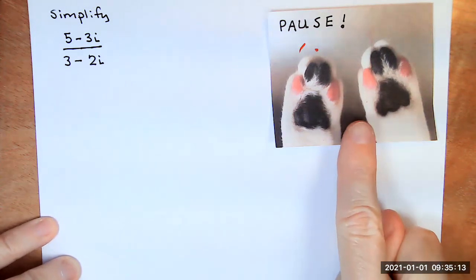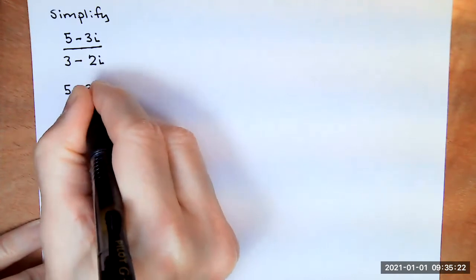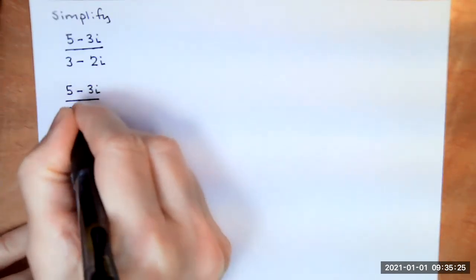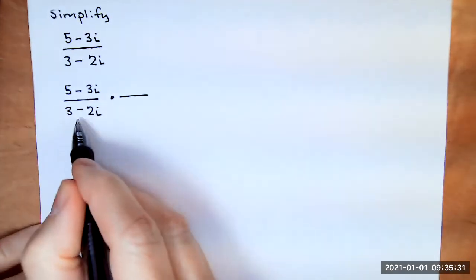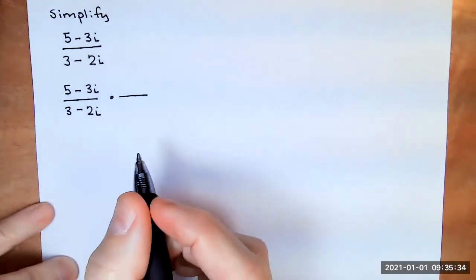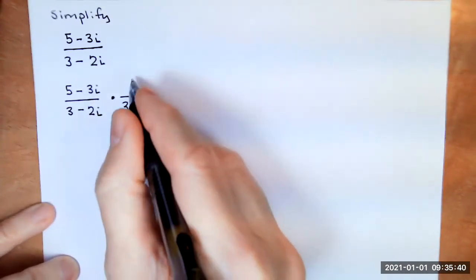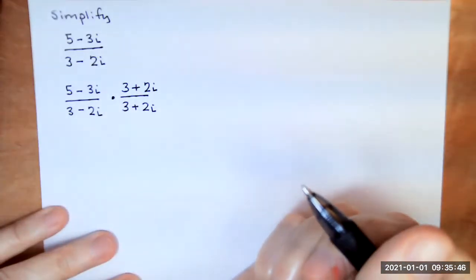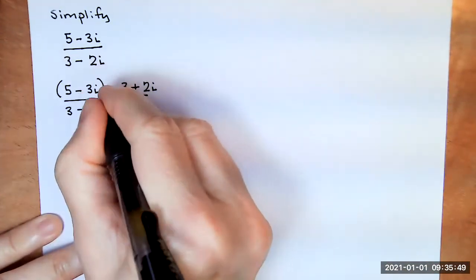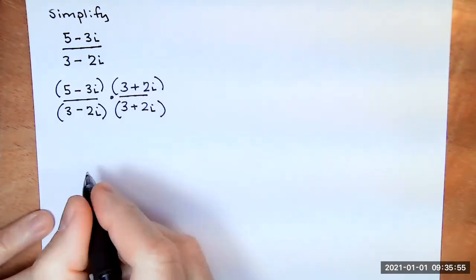All right, if I were you, I would hit pause and try this one on your own. So we have i in the denominator that we need to get rid of. So we're going to need to multiply by the complex conjugate of 3 minus 2i, which is 3 plus 2i. And in order to make this fraction equal to 1, make sure the numerator is equal to the denominator. And then distribute.